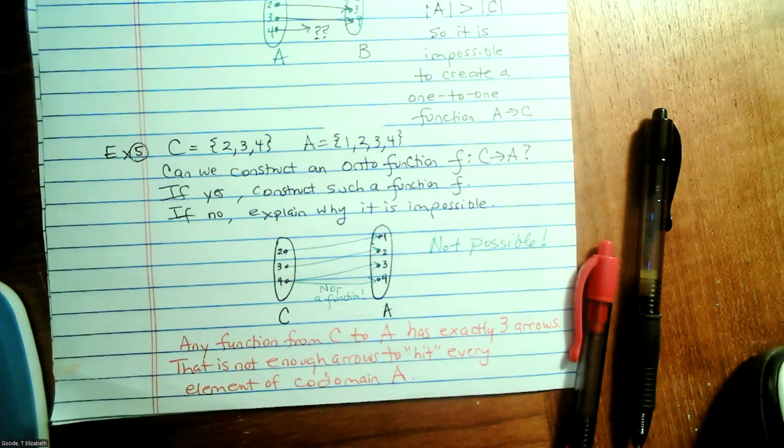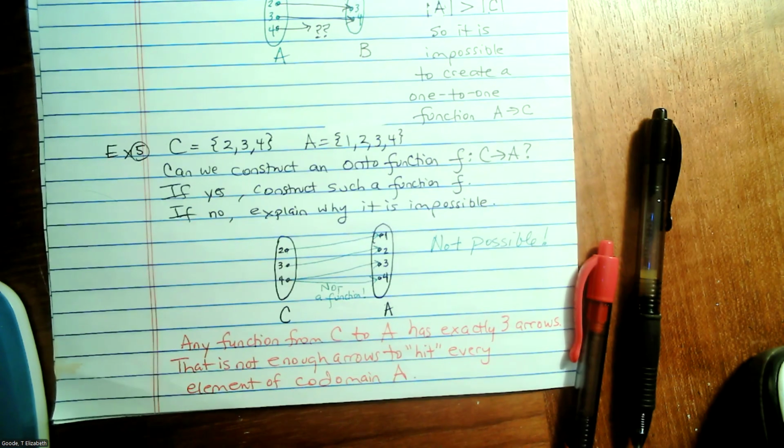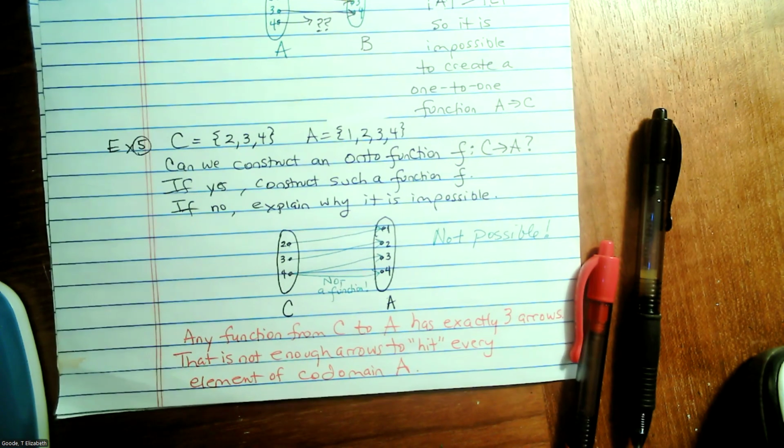Got it. Good. So those are the main points from chapter 7. The idea of the image, the range, the inverse image, and then one-to-one and onto properties.